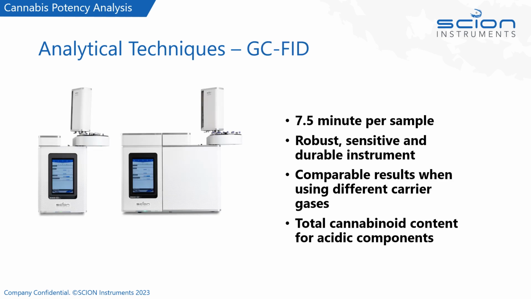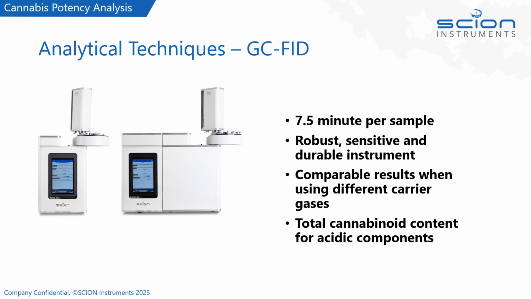So in these next 3 slides, I'm just going to give slightly more of an overview of the 3 techniques mentioned. So here we can see a GC-FID. This is SCION's 2 GCs. So we have the 8300, which is a smaller instrument, and then the 8500. So we were able to develop a method that was 7.5 minutes per sample, which is a pretty quick runtime, so ideal for a high throughput lab.